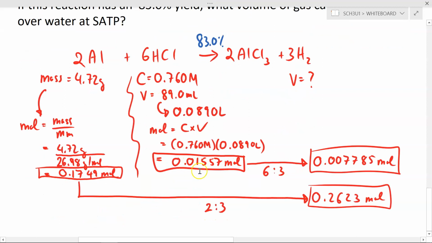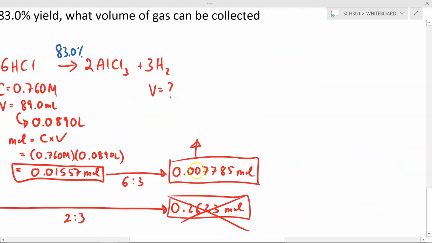I'm going to use my ratios now to figure out who's my limiting reagent. 6:3 ratio, so divide by 6, multiply by 3, and you get 0.007785. This is a 2:3 ratio, so divide by 2, multiply by 3, and you get 0.2623 moles. Based on this information, aluminum is my excess reagent, while hydrochloric acid is my limiting reagent. So I'm going to ignore this and continue on with this.